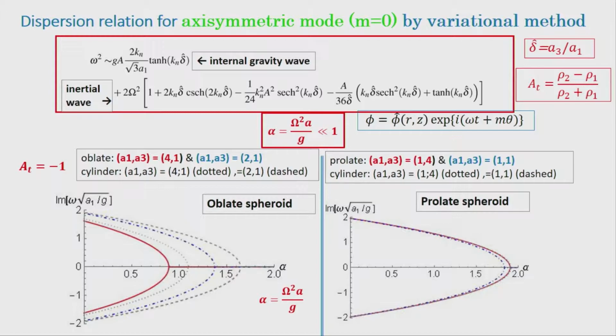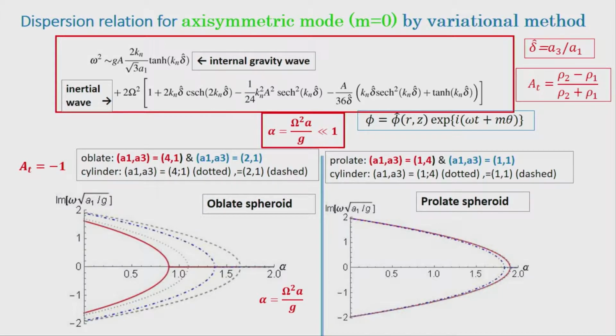And the Atwood number is defined by this. And if we consider -1, it means the lower fluid is 0, and the upper fluid is 1. Then we calculate this and compare with the case of cylinder. The cylindrical case was analyzed by Scase, and we considered spheroid.